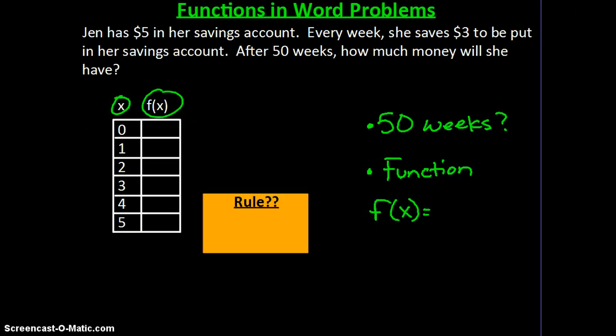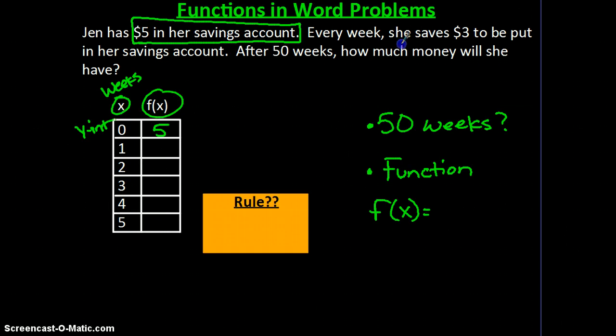If you follow this correctly, you would have noticed that this $5 that is already in her account is a flat rate. It is a constant, that word that we used before. It doesn't change, meaning that $5 must be in her account after 0 weeks. In fact, that 5 is our y-intercept.